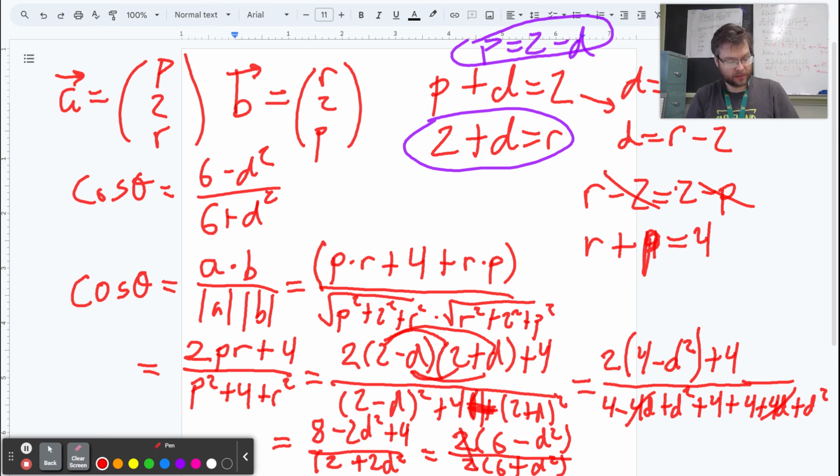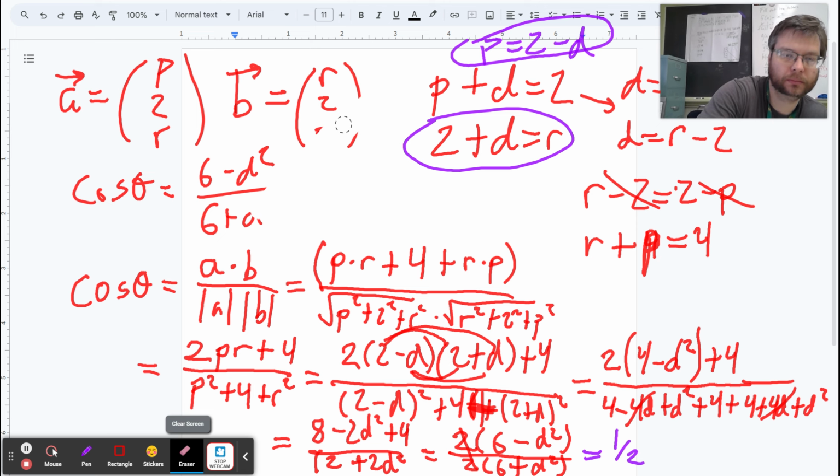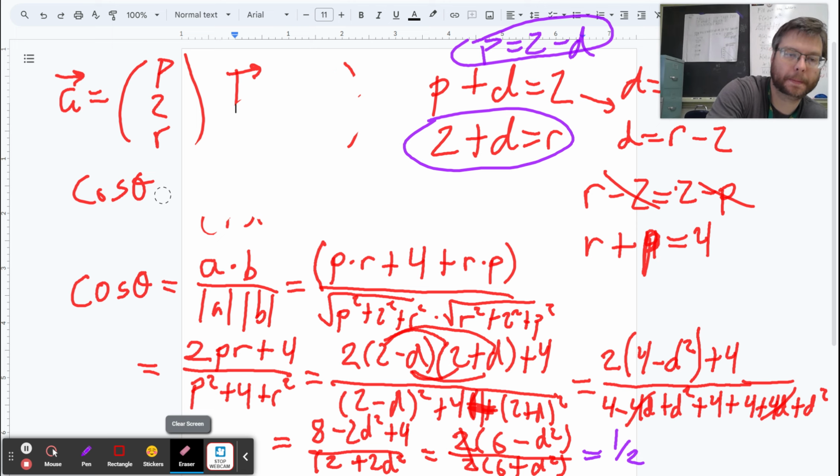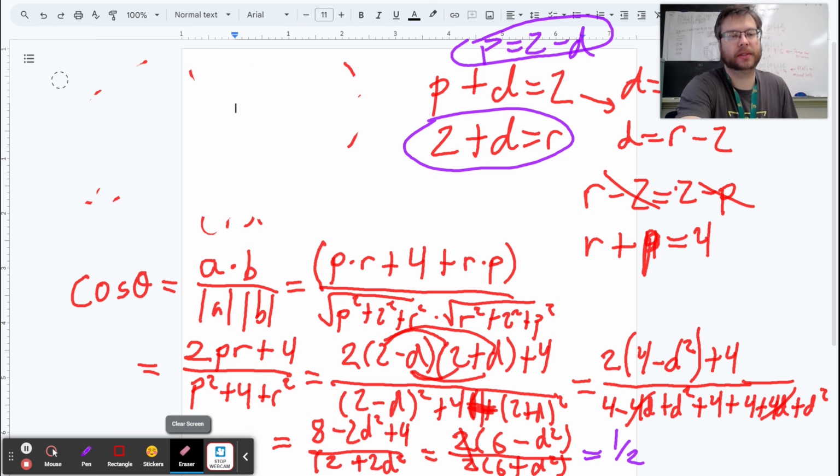Part B says find what D equals, find the common difference, given that there's an angle of 60 degrees. The cosine of 60 degrees is 1/2. So for part B, if I set this equal to 1/2, then I'll be able to solve it. Let me create a little bit of space up here, and this shouldn't take very much to solve.